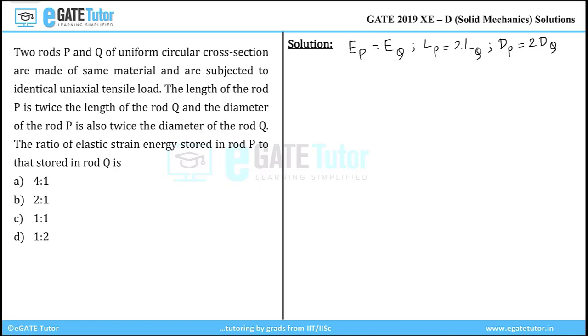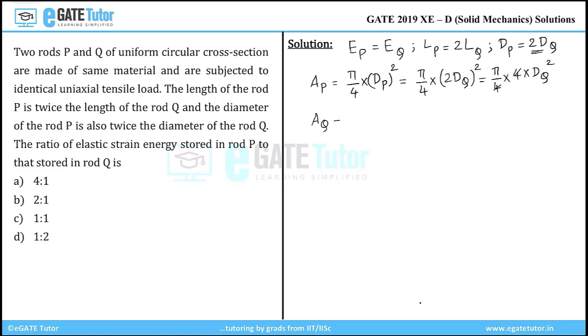Also, since both the rods are having circular cross section, let us calculate their area individually. Area of rod P can be calculated as pi by 4 into diameter of rod P whole square. But diameter of rod P is equal to 2 times diameter of rod Q. So when we simplify that, we get pi by 4 into 2 times diameter of rod Q whole square, that is pi by 4 into dq square. 4 and 4 cancels out. Similarly, when we calculate area of rod Q, we get simply pi by 4 into dq square.